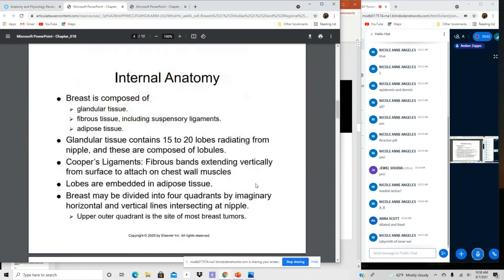The breast is composed of glandular tissue, fibrous tissue, and adipose tissue. The glandular tissue contains 15 to 20 lobes radiating from the nipple, and these are composed of lobules. Cooper's ligaments are fibrous bands which extend vertically from the surface to attach on the chest wall muscles. The lobes are embedded into the adipose tissue. The breast may be divided into 4 quadrants by imaginary horizontal and vertical lines intersecting at the nipple. The upper outer quadrant is the site where breast tumors most commonly occur. So that's important to remember.